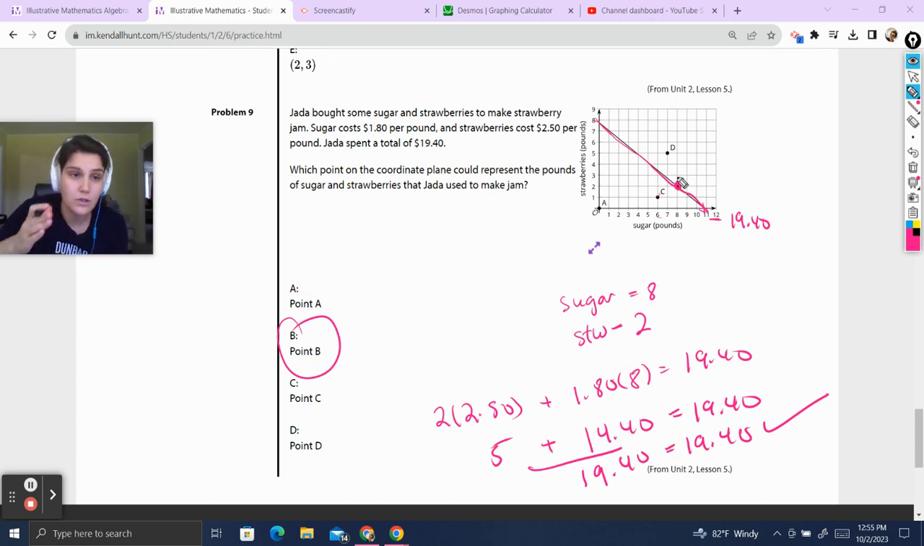Now, if you were not sure about what that line meant, you could identify each point, the number of pounds of sugar and the number of pounds of strawberries, and calculate how much it would be and see if it is equal to 19.40. But because I know graphically this is what my graph means, I can easily say B is on the line that represents the relationship between strawberries and sugar that she can buy, dependent on it equaling 19.40, and go ahead and say this is my correct answer.